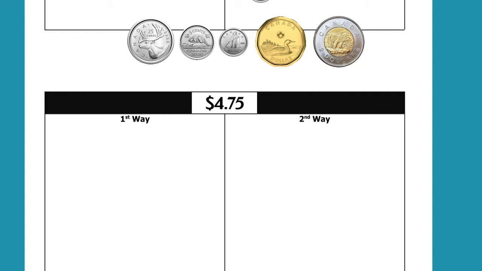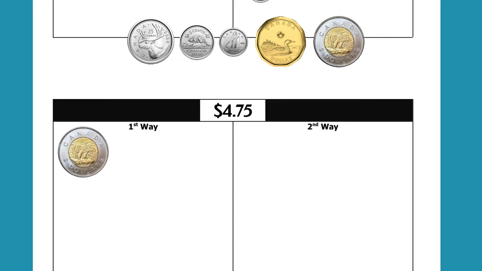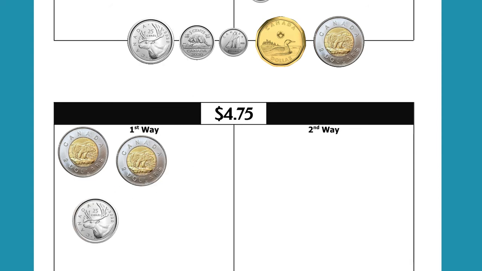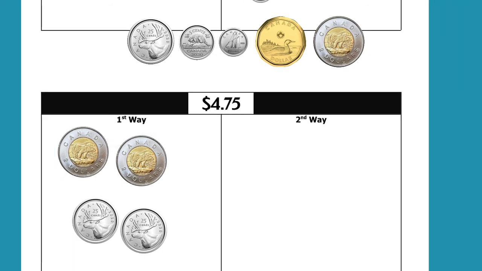Okay, so now we'll move on to our second example here for $4.75. So for the $4, I'm going to want to drag over 2 of my toonies. And then for 75 cents, I would think the quickest, easiest way is to use 3 quarters. So I'm going to use 3 quarters here, if I can get them.